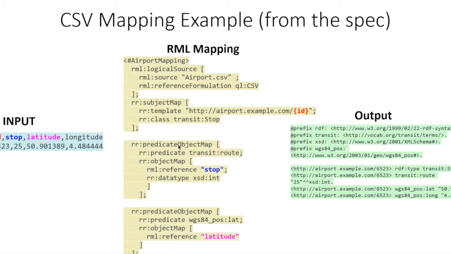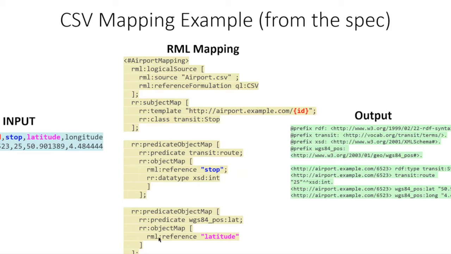And then the predicate is transit route, and the object is stop, which refers to this column header, and its data type is an integer. Similarly, the latitude and the longitude are references to these column headers. And when you apply this mapping onto this input, you get the following triples: example.com/6523, which was the first row, type transit stop; 6523, transit route 25; 6523, latitude 50.9, and so on.